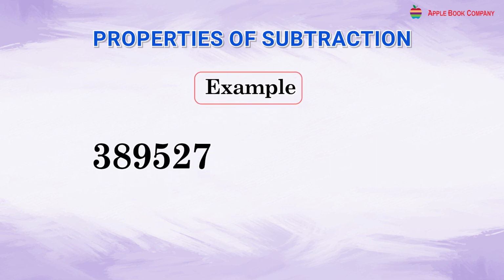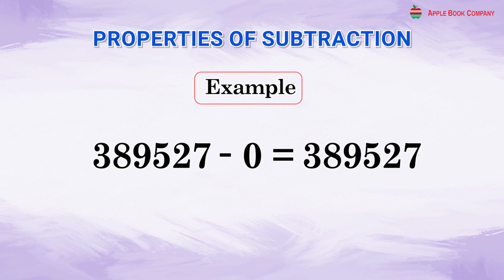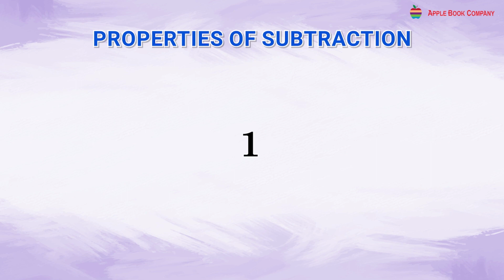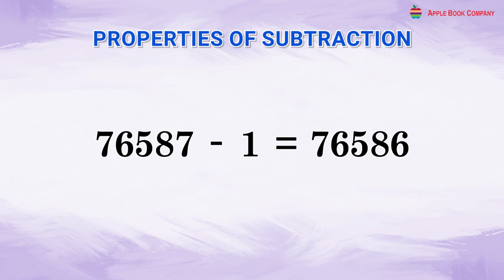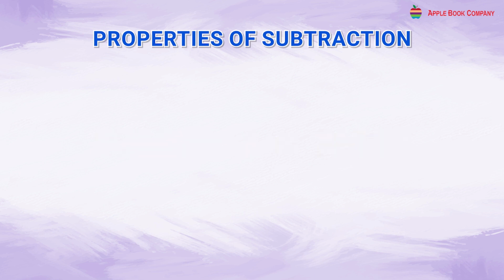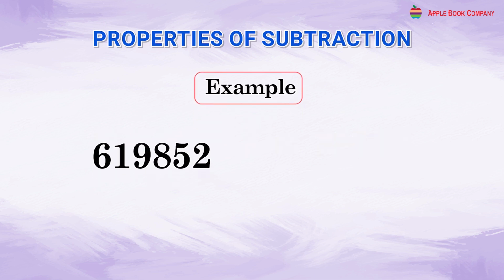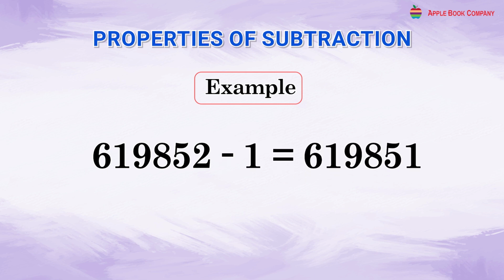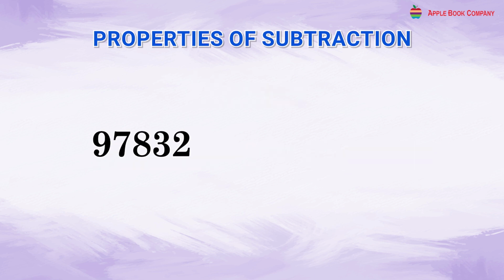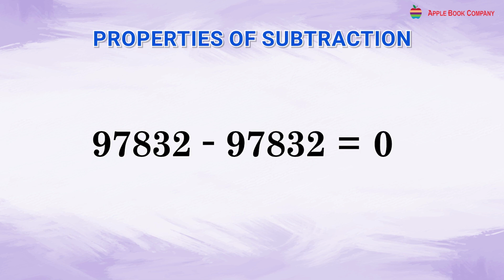Properties of subtraction. When we subtract 0 from any number, the difference is the number itself. Example, 3,89,527 minus 0 is 3,89,527 itself. Next, when we subtract 1 from any number, the difference is the predecessor of the number. Example, 6,19,852 minus 1 is 6,19,851.